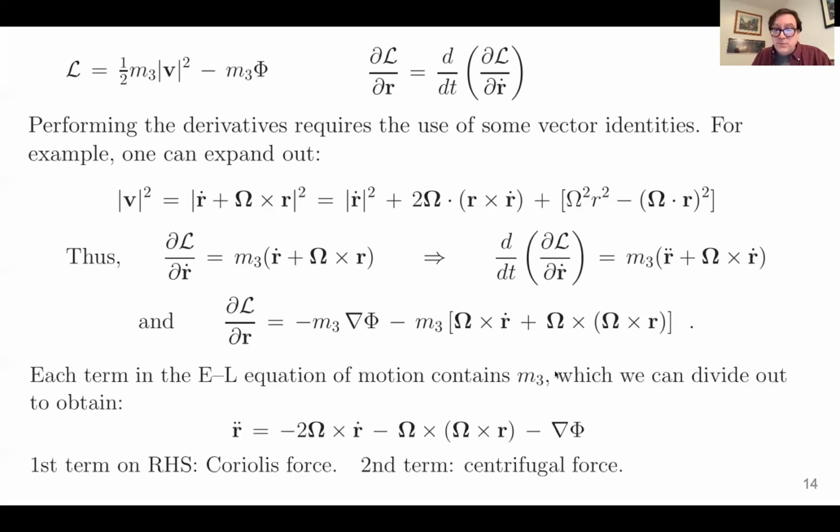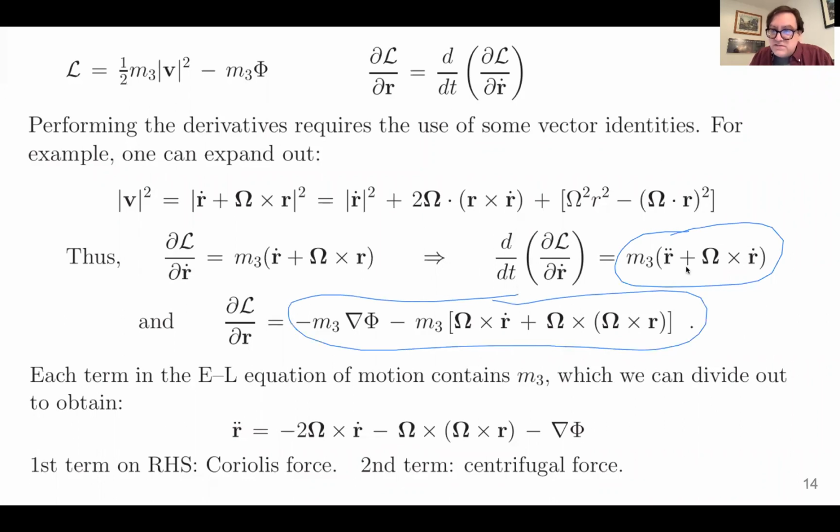So when we put together the two sides of the Euler-Lagrange equation, there is some simplification, some combining of terms for the omega cross r dot, and then each term has an m3 in it, so we can cancel those out, and we get a nice equation of motion for the rotating frame.